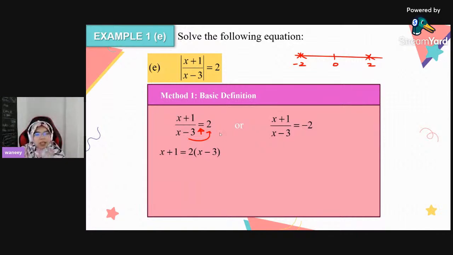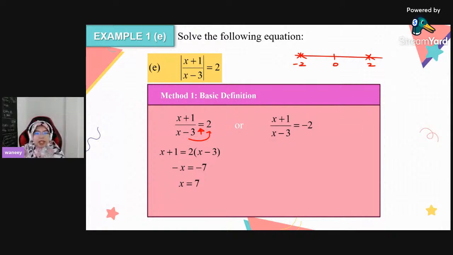So x plus 1 equal to 2 multiply with x minus 3. So expand them, bring all the x to the left. So we got negative x equal to negative 7, which means that x will be equal to 7.